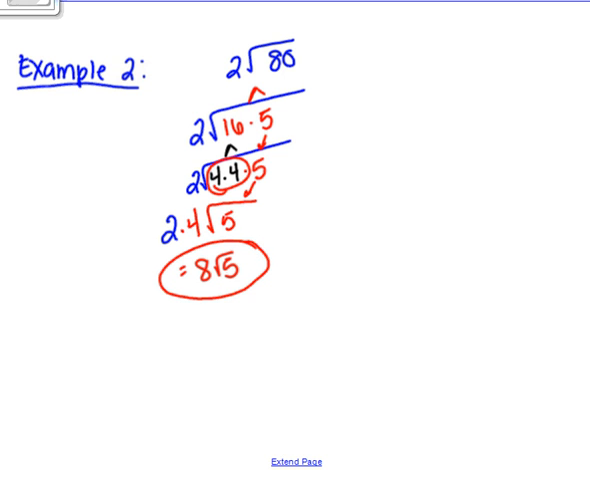Now I'm going to show you one time if I had done different numbers. For example, most of you might not have known that 16 times 5 is 80. You can still get the same answer, it's just going to take a little longer. So if I had decided to break down 80 into, let's say, 8 and 10. Okay, well, neither one of those are perfect squares, so this is going to take me a little longer. 8 is 4 times 2. 10 is 5 times 2.